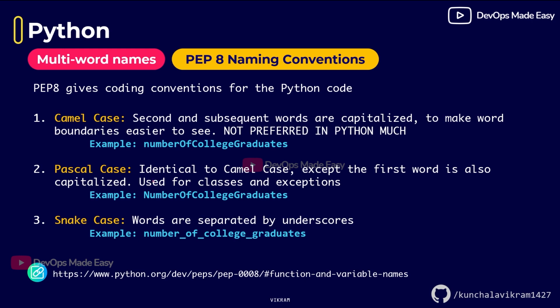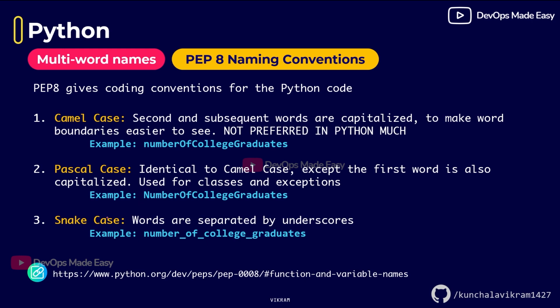One is camel case. This represents a camel, where the first letter of the first word is small, and the first letter of each following word is a capital, like this. This is called camel case. Basically this is not preferred in Python. Pascal case is where every word's starting letter is capitalized. This is how we write multi-word names, like NumberOfCollegeGraduates, where every word's starting letter is capitalized.